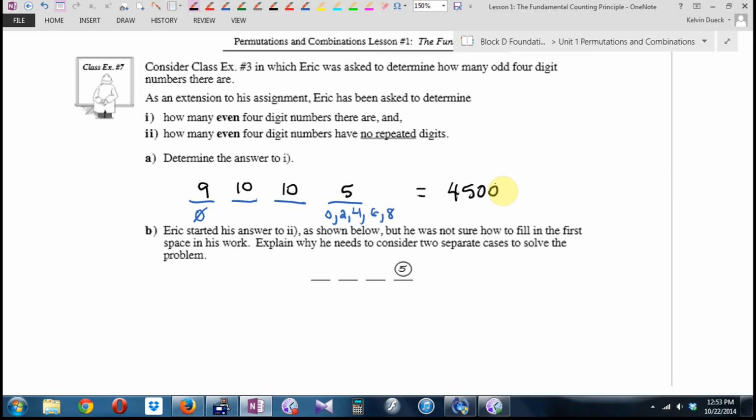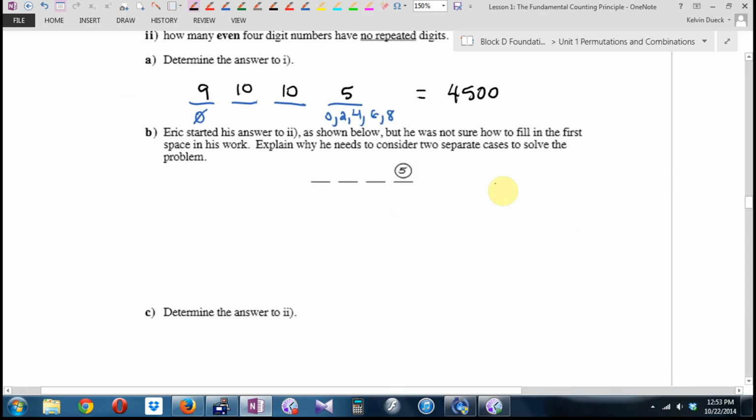B. Even 4-digit numbers without repeating. Here's why this is tougher. Put your pencil down. Look up. You see, normally I would do this. I would say, okay, and I would say 0, 2, 4, 6, 8. That's a restriction. But also, what can't I start with?